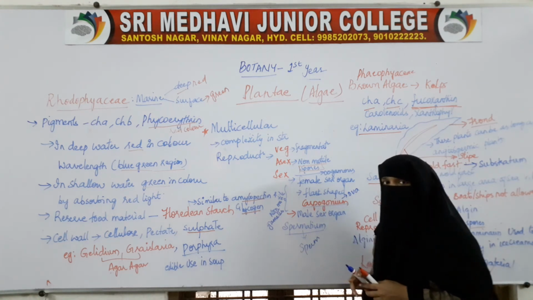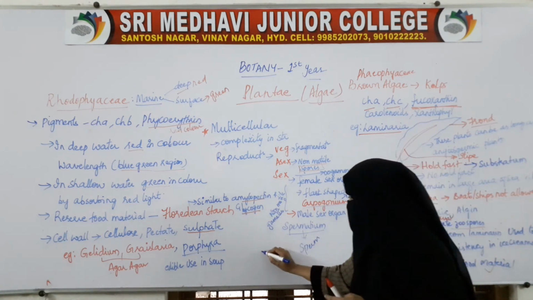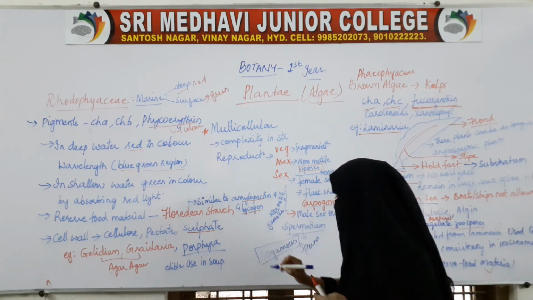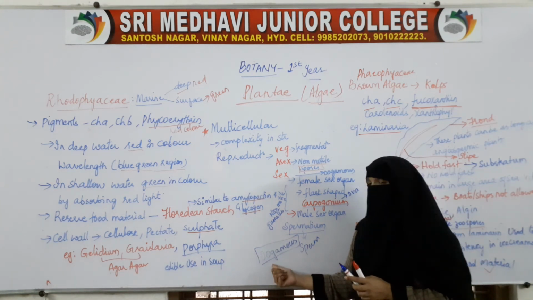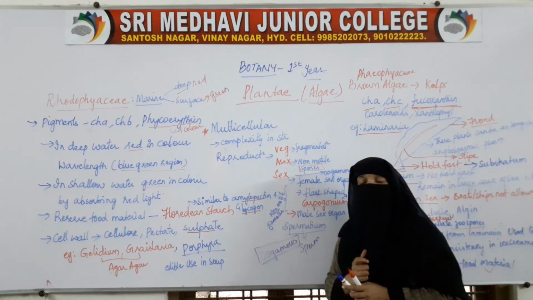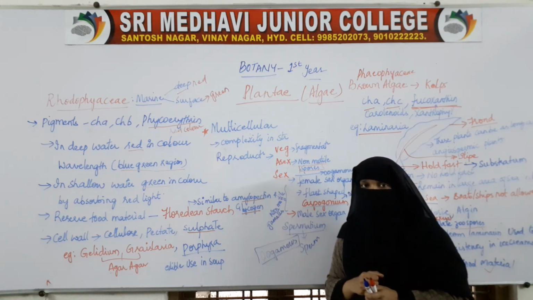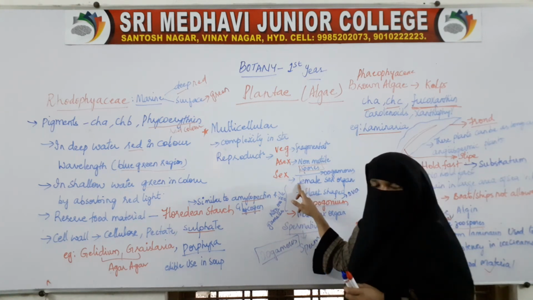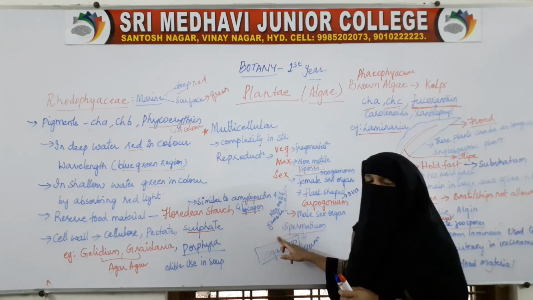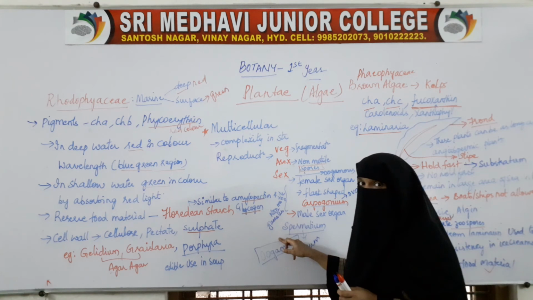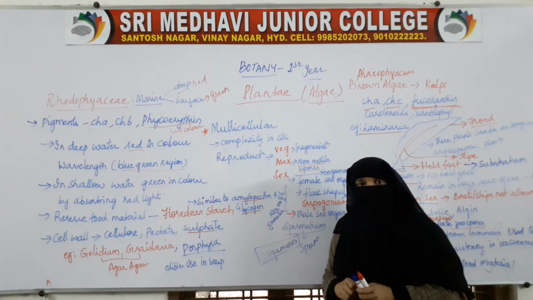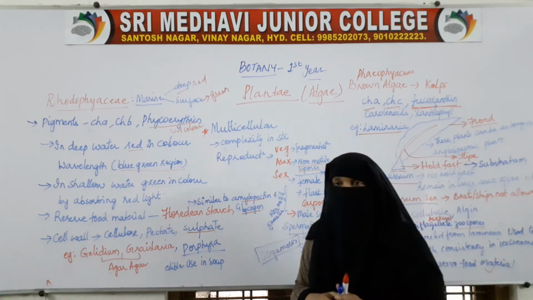So, which type of sexual reproduction does it show? It shows oogamous reproduction. One gamete is small and another is big, but here both of them are non-motile. So, asexual reproduction is by non-motile spores and sexual reproduction is by non-motile gametes.